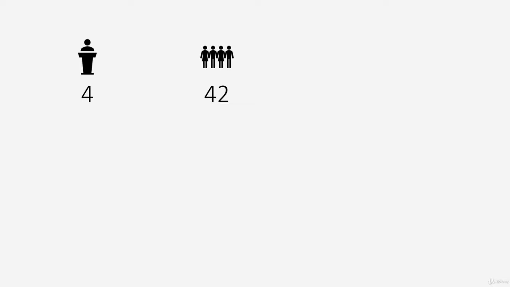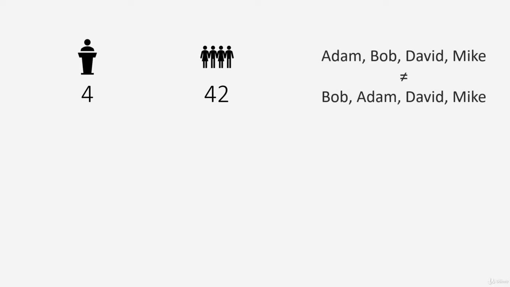So, for example, Adam, Bob, David, and Mike is not the same as Bob, Adam, David, and Mike. These are 2 different lineups. Then k is equal to 4 and n is 42. And the number of options is defined as a k permutation over n.